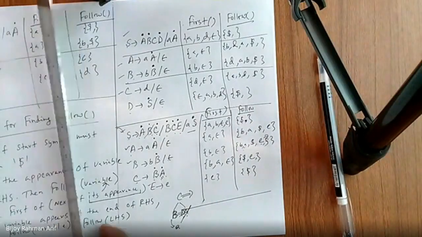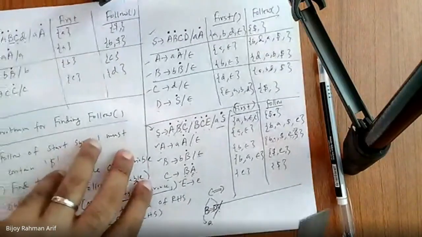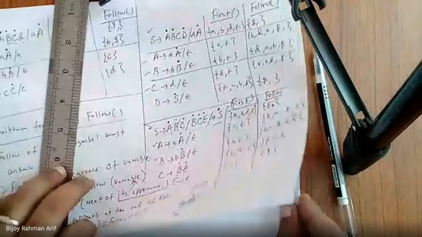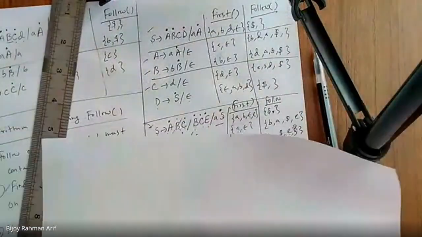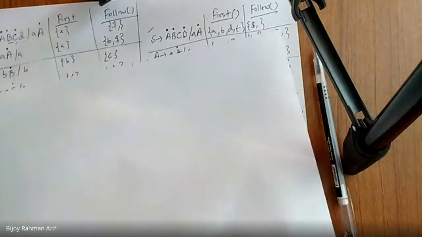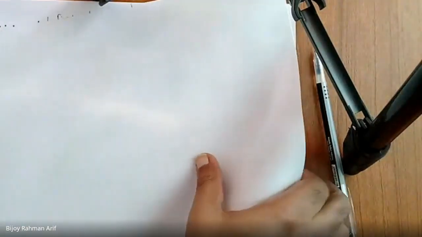Yes, sir. Okay, so let's continue to the next topic. Why are we finding first and follow? Tell me, what is the reason behind finding first and follow? Why is it important? So that we can generate the parse tree. Am I right? What is the function of a parser? Generating the parse tree. Am I right? Yes, sir. So how do first and follow help to find the parse tree?